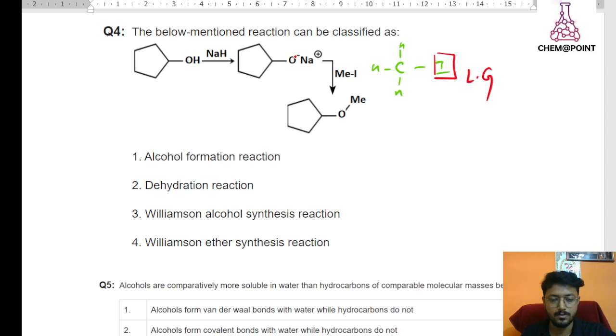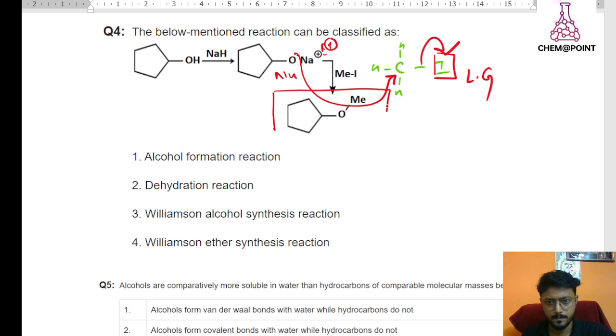O minus Na plus: O minus is a nucleophile, and Na plus is the counter ion. So the nucleophile attacks this carbon, and iodine is the leaving group, it will easily leave. Got my point? Then it will form this compound, and that functional group is an ether.